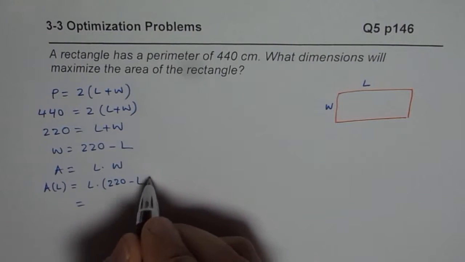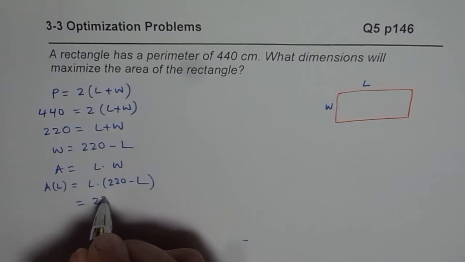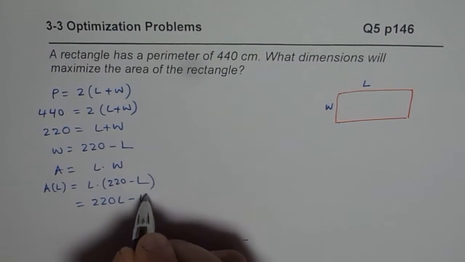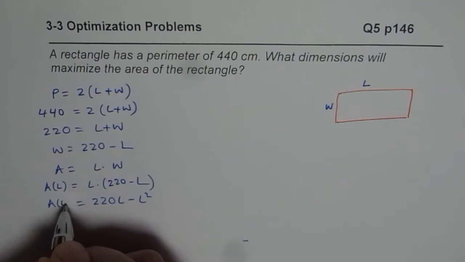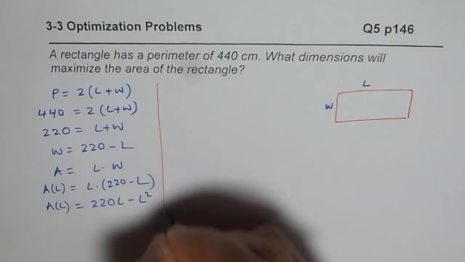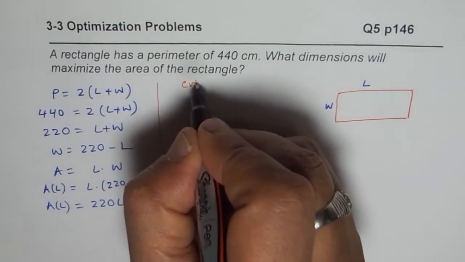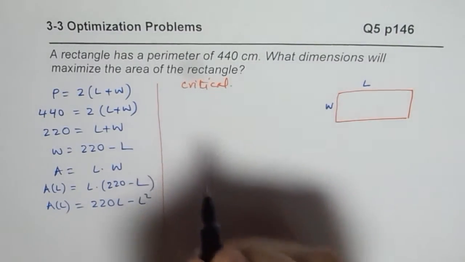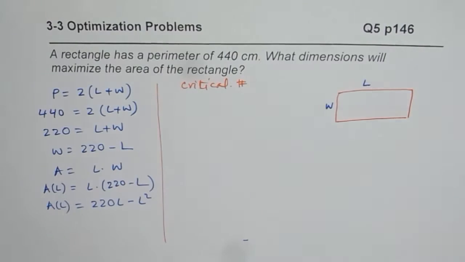Now it's a good idea to actually open the bracket. So it becomes 220L minus L square. So that is the area in terms of length. Now once you have this relation, you can find the critical number. So these are the standard steps, right? So find the critical number.